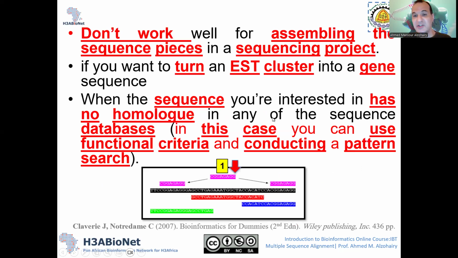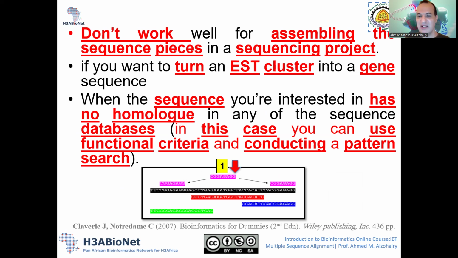Now we will identify situations where multiple sequence alignment doesn't work. It doesn't work first if you are assembling sequence pieces for a sequencing project; multiple sequence alignment will not be useful in this situation. Also, to turn an EST, expressed sequence tag, cluster into a gene sequence, multiple sequence alignment also is not useful. And if the sequence you're interested in has no homologs, in this case multiple sequence alignment cannot be useful either.